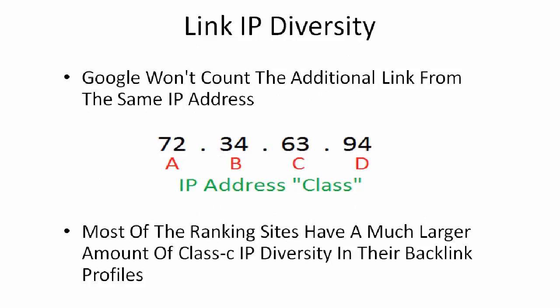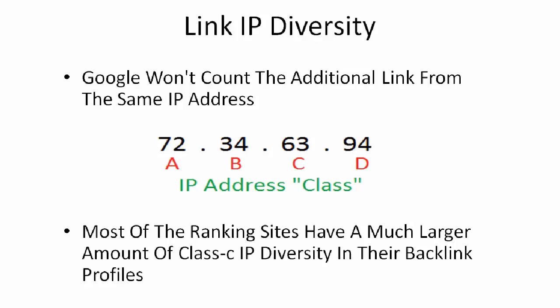Every website has a unique address assigned to it in addition to its domain name. It's a set of 4 numeric values connected by periods. For instance, the IP address of this blog is 72.34.63.94. Each number in that address is a class. The first number 72 is a class A, 34 is class B, 63 is class C, and 94 is class D.